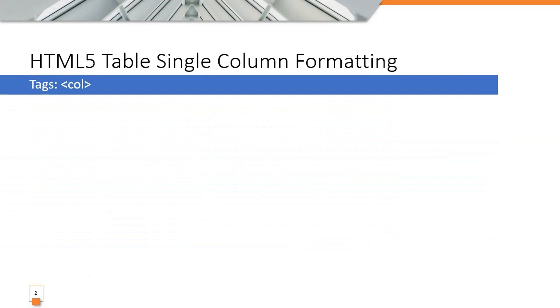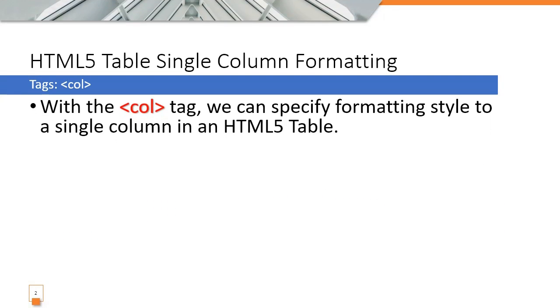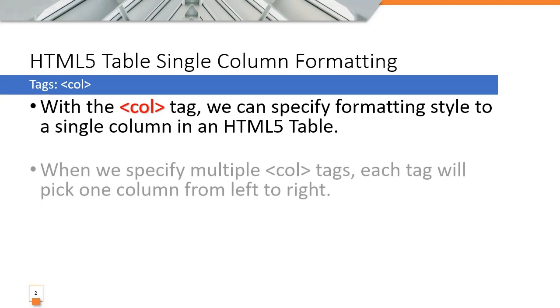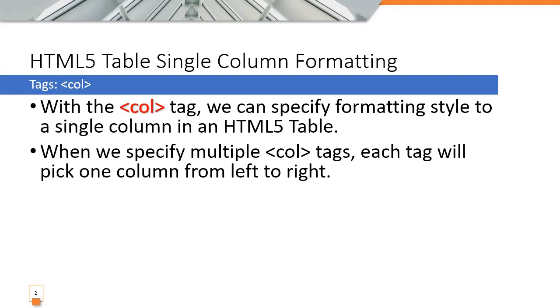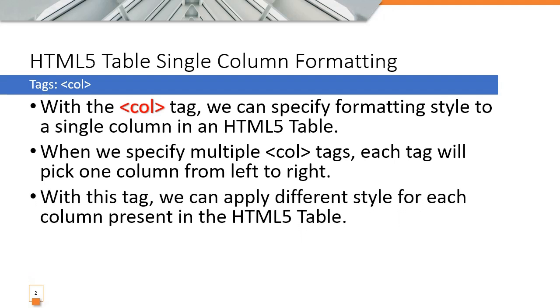The tag used for that is the col tag. With the col tag, we can specify a formatting style for a single column in an HTML5 table. When we specify multiple col tags, each tag will pick one column from left to right, in order. So if we specify two col tags, the first col tag will pick the first column, and the second col tag will pick the second column.